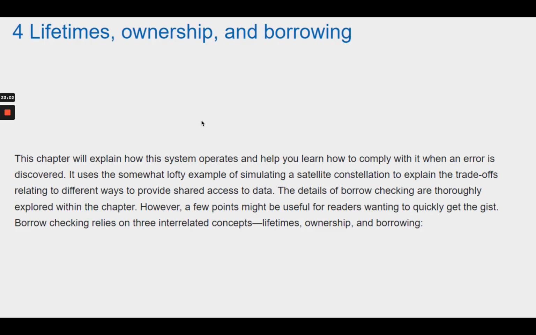This chapter will explain how this system operates and help you learn how to comply with it when an error is discovered. It uses the somewhat lofty example of simulating a satellite constellation to explain the trade-offs relating to different ways to provide shared access to data. The details of borrow checking are thoroughly explored within the chapter. However, a few points might be useful for readers wanting to get quickly to the gist. Borrow checking relies on three interrelated concepts: lifetimes, ownership, and borrowing.